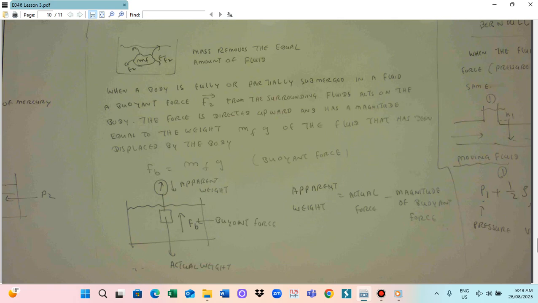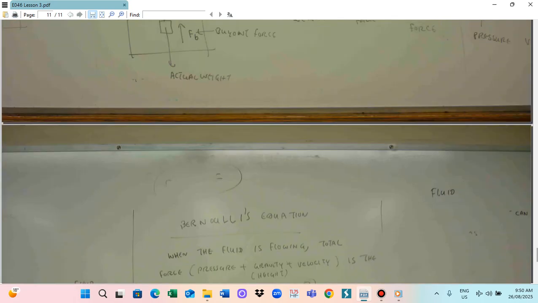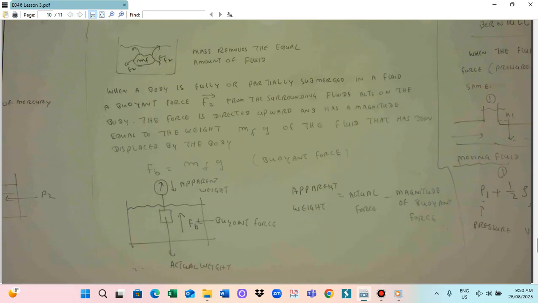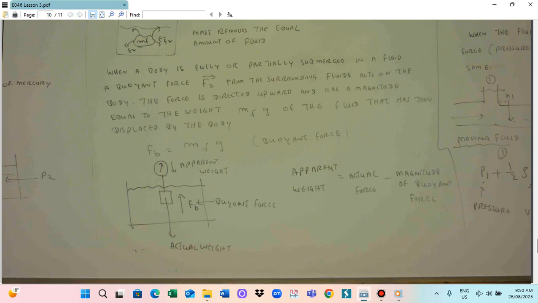Here is the buoyant force. What the meter measures here is the apparent weight. For example, on the surface your body weight is around 70 kilograms, but in the water, when you measure the weight, your weight is only 50 kilograms because of the buoyant force.